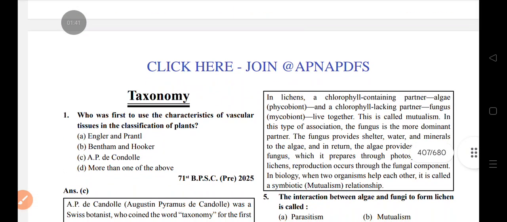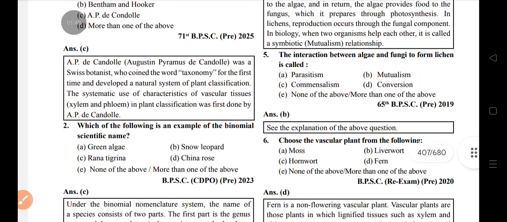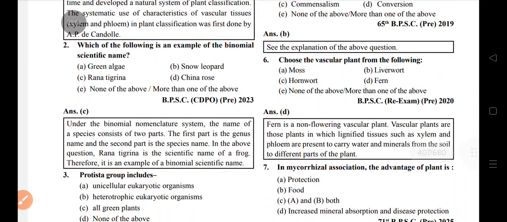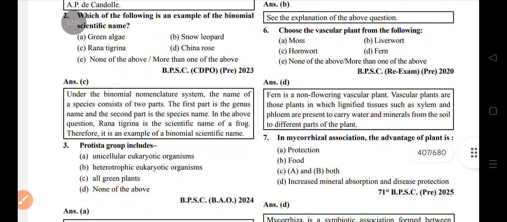Taxonomy. The first to use the characteristic of vascular tissue in the classification of plants. Which of the following is an example of a binomial scientific name? Rana tigrina. Rana tigrina is the name of the frog.